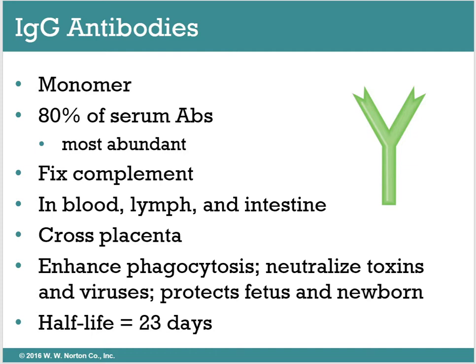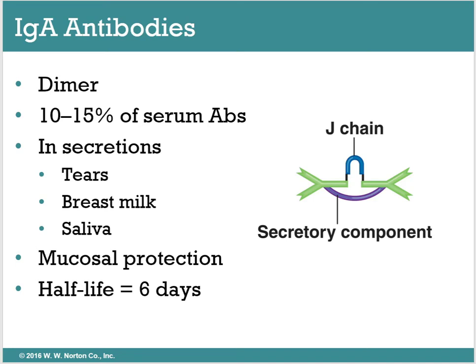And then next we have IgAs. So IgAs are a little different. They are a dimer, so they have 2 Y structures. They're held together by something called a J chain. These guys, they're not as abundant as IgGs, but they are fairly abundant compared to the other ones. And then these guys, they're specifically found in tears, breast milk, and saliva.